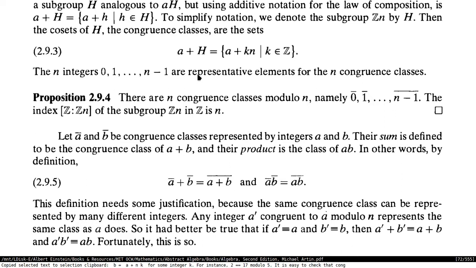But if you have modulo n, then you're going to have n congruence classes for this, and the index for this Zn, that is the congruence class 0 bar of the subgroup Zn, is going to be n, and that's straightforward to see.